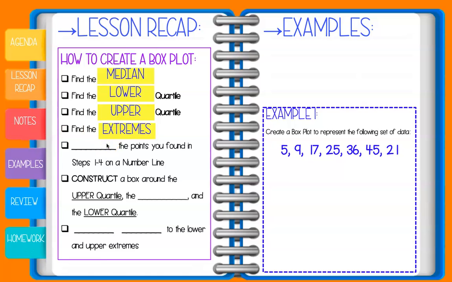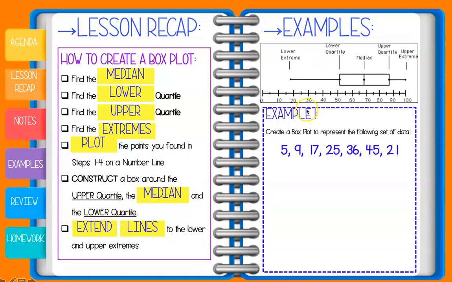Okay, we're going to find our extremes. So we're going to find our lower extreme, which is the smallest value in the data set or the minimum. Then we're going to find our upper extreme, which is the largest number in the data set or the maximum. Okay, then we're going to plot all of those points on a number line. Okay, we're going to construct a box around the upper quartile, the median, and the lower quartile. Then we're going to extend lines to the lower and the upper extremes.